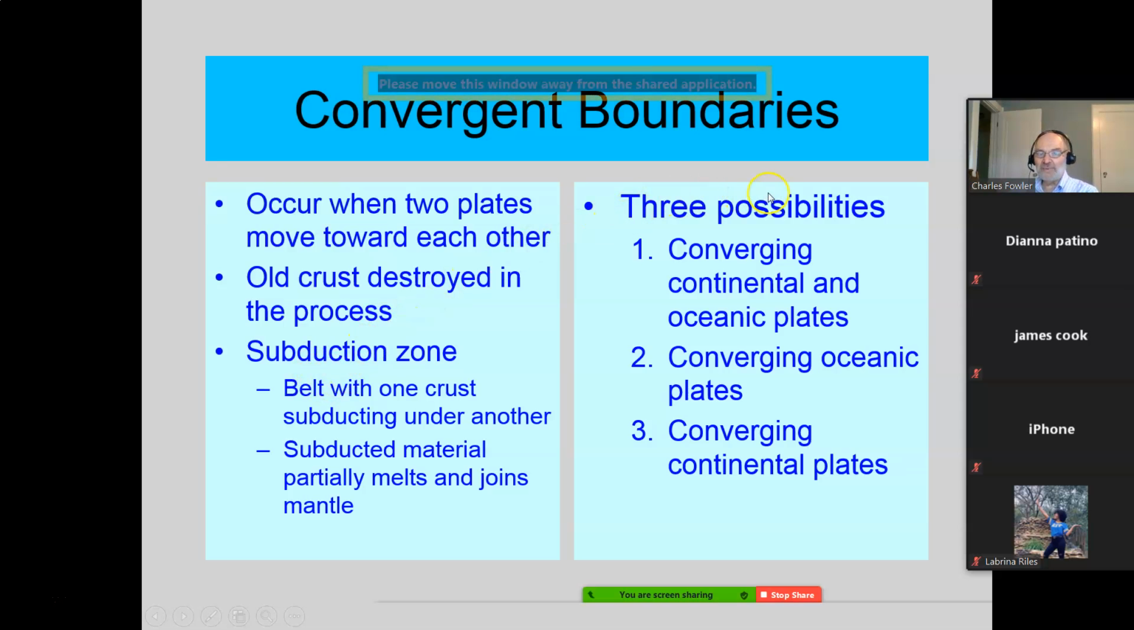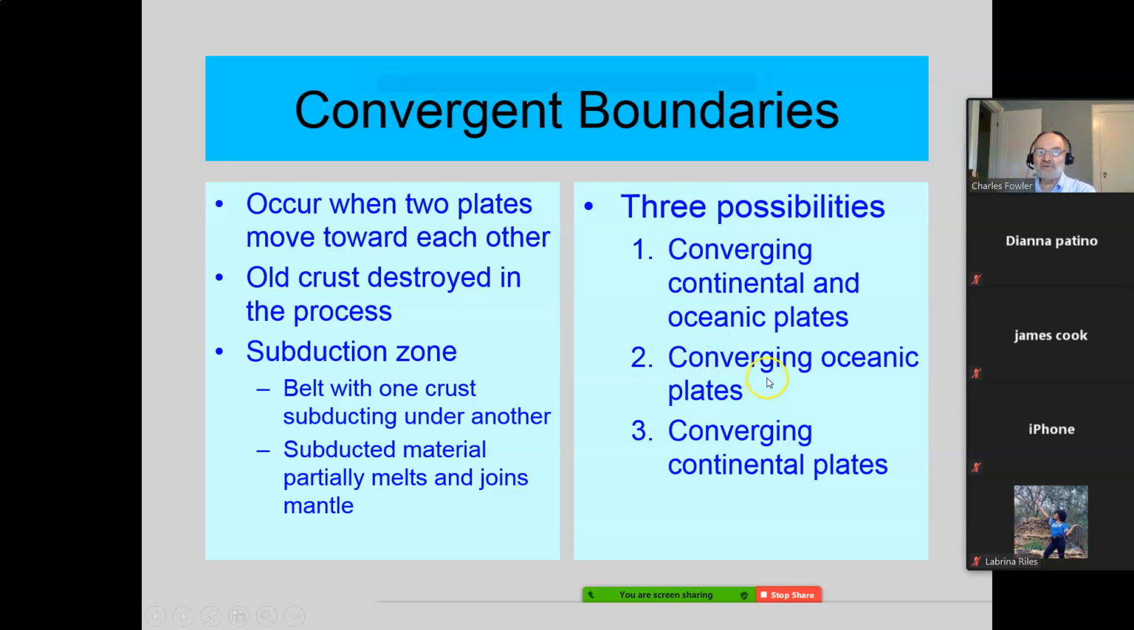So there's three possibilities here. You have converging continental crust with oceanic crust. That's what I've just described. Continental tends to float over the oceanic. Oceanic is subducted under. Oceanic melts and goes back into the mantle, so it's no longer oceanic crust. Okay, so you've lost some crust there. That's to make up for the gain of the crust that you had at the divergent boundaries.